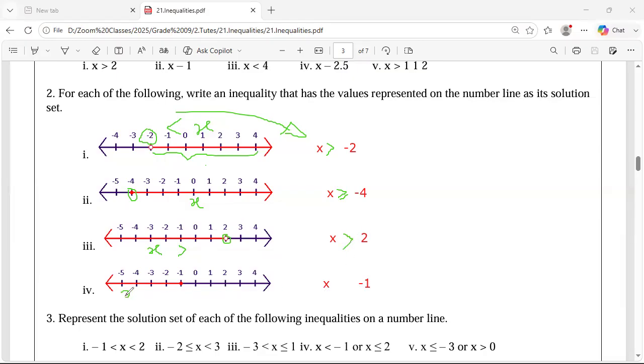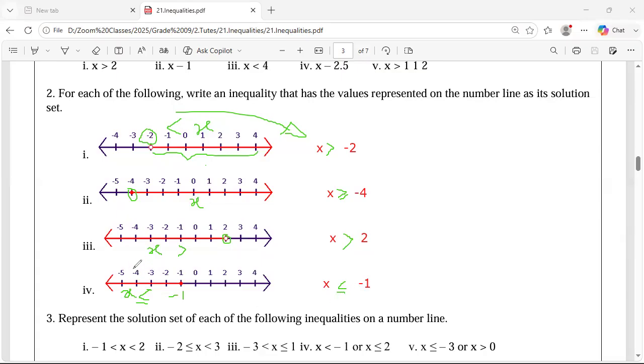Then the x values are here. It is less than or equal to negative 1. So the negative 1 means here. We have to take less than or equal.